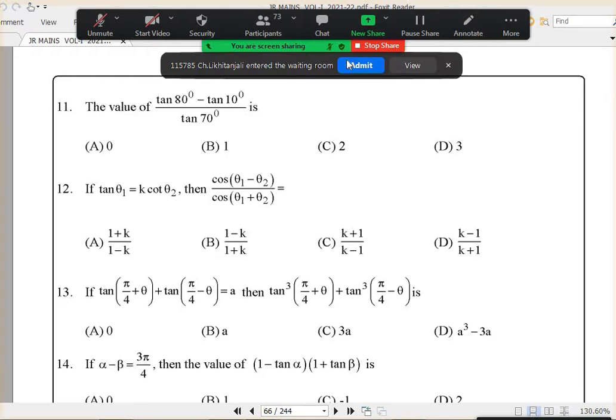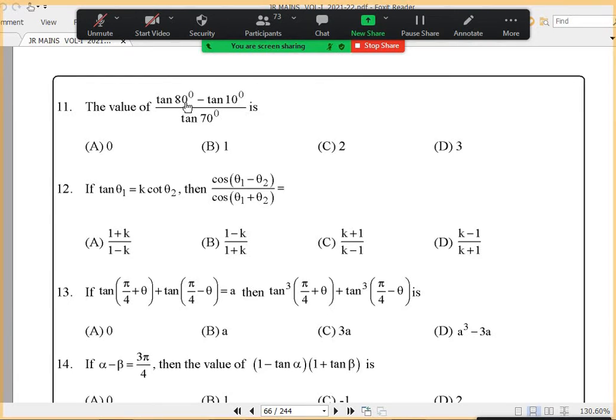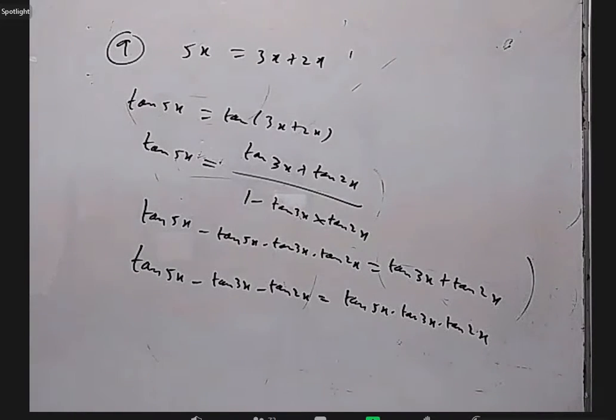Okay, 11, this is the question where I was talking about 80 and 10. What is the connection? 80 plus 10 is 90 and 80 minus 10 is 70. The 10th one answer will be 2. Or otherwise, tan 70 you can write as tan of 80 minus 10, the tan a minus b formula. Yes, you are right. We can also write tan 90 minus 10 as cot 10. Yeah, that's how we'll get the answer.